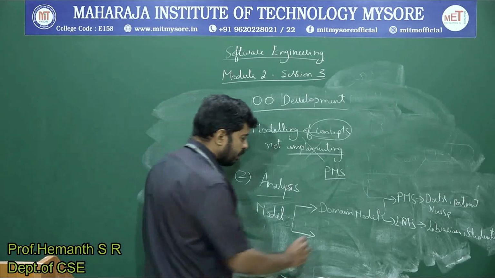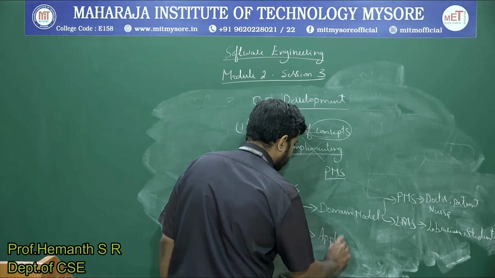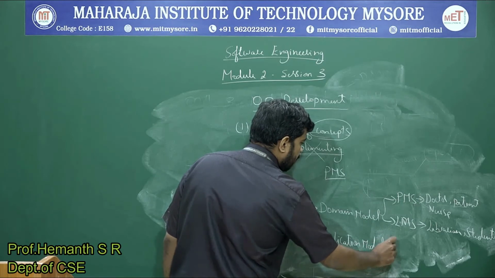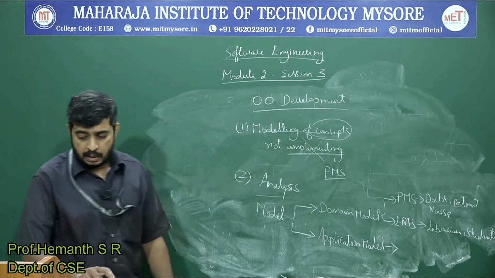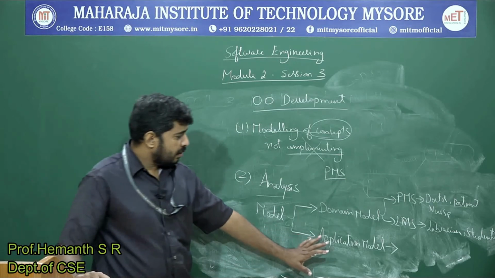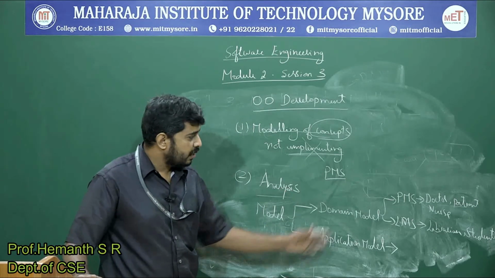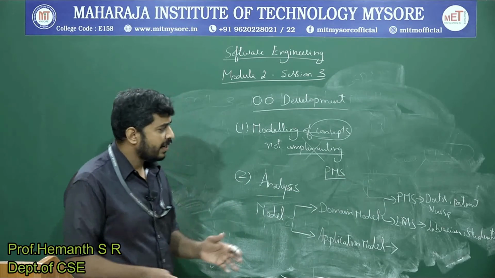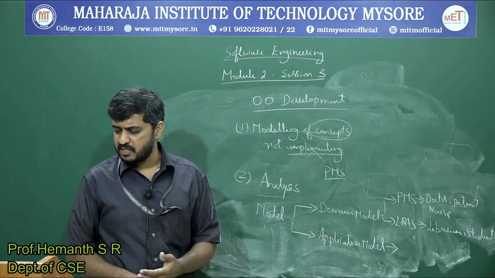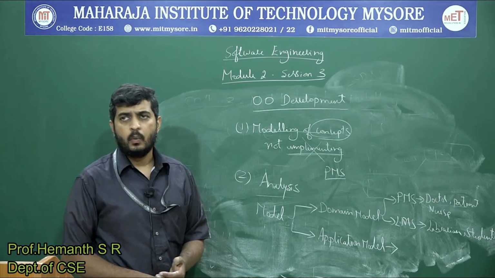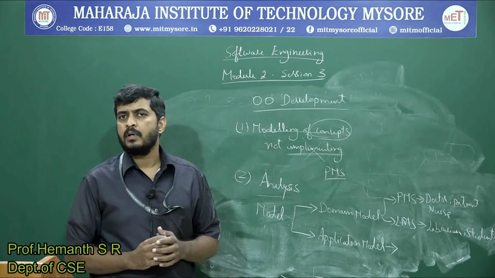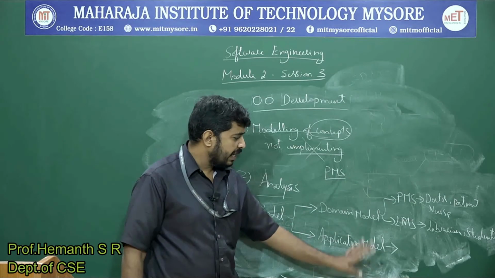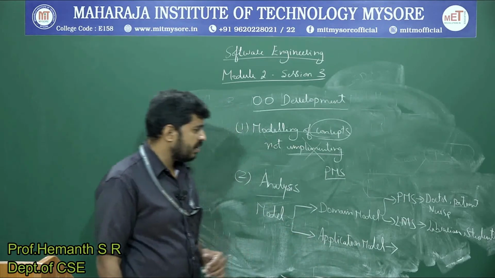The second one is the application model. So what is the application model? So in the application model, the analyst will try to understand how each and every real world object or entity will interact with the system. What interfaces should be given to them. Okay. What parts of the system should be visible to them. What should not be visible. So all those things will be decided upon by the application model. So I'll give you an example.